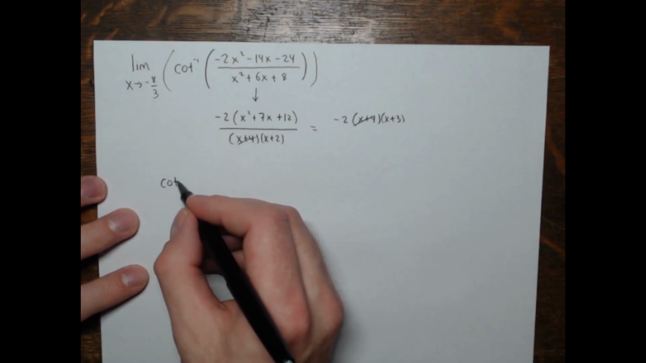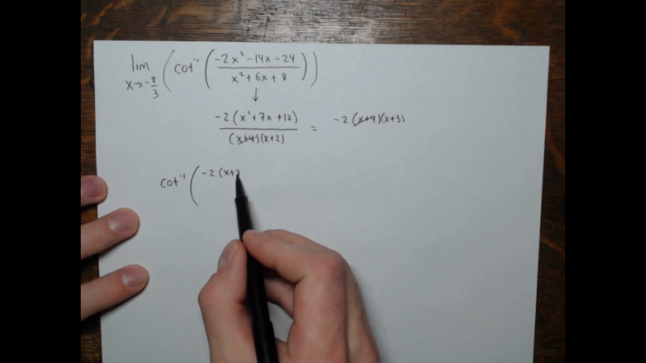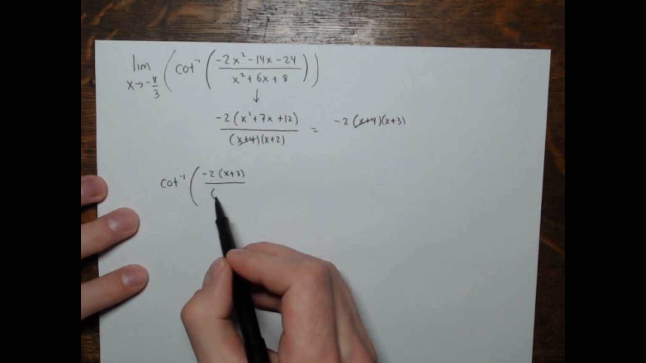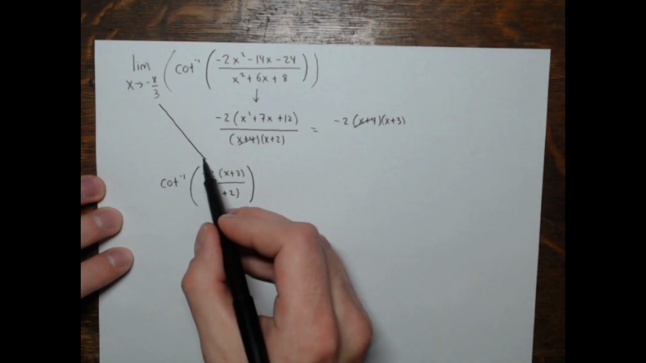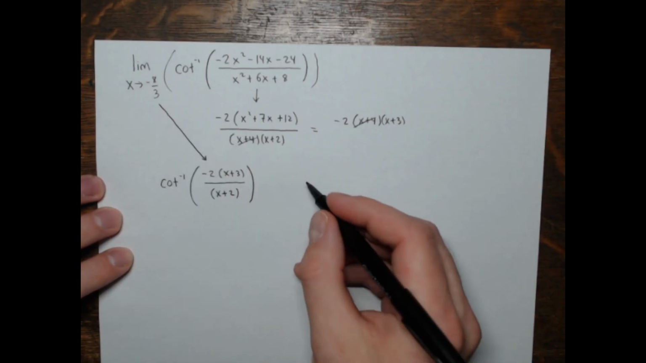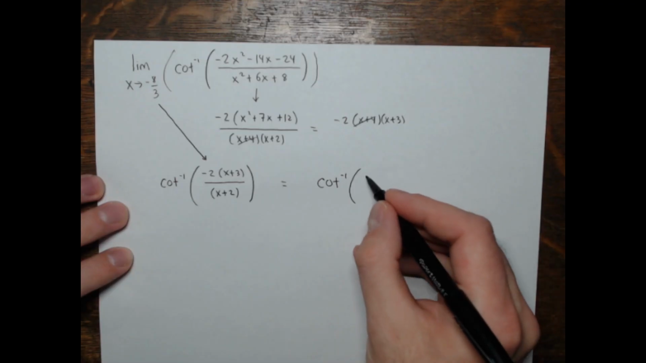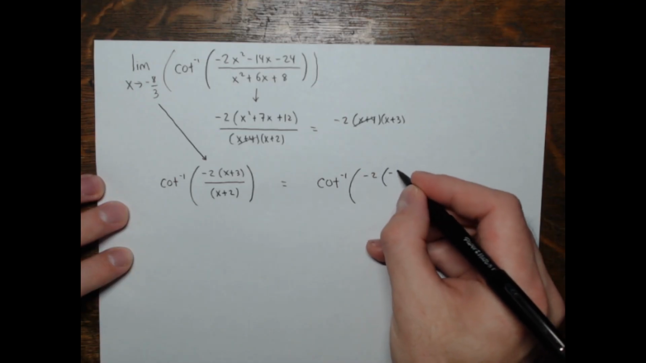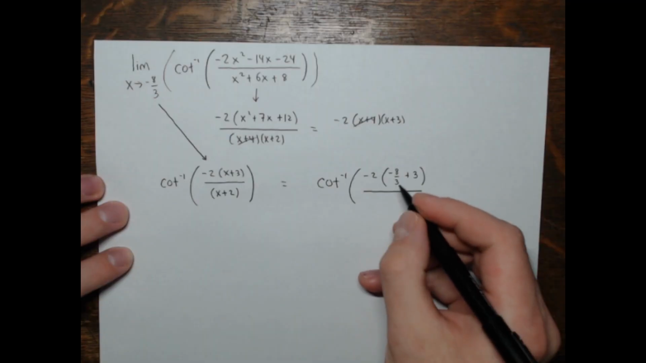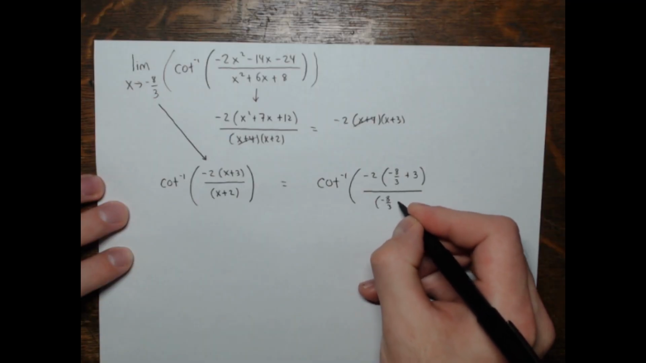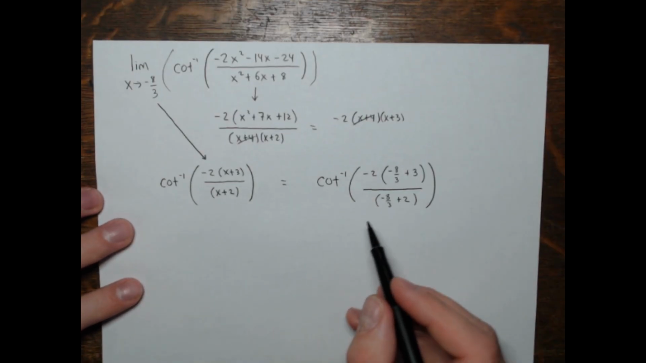So this is the inverse cotangent of, you have -2 times x plus 3 left in the numerator, and then just this factor of x plus 2 now down here. All right, so this will be nicer. And then I'm just putting -8/3 in for x. So we get our limit equal to the inverse cotangent of -2 times, and then -8/3 plus 3 divided by -8/3 plus 2. And we got a nice complex fraction going on here.